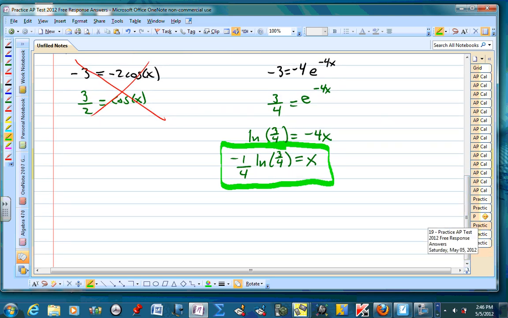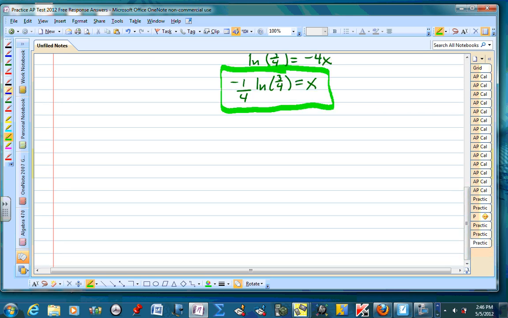And last but not least, part C says find the average value of f on the interval from negative 1 to 1. Okay, let's get to work. Let's see. If we integrate from negative 1 to 1, and multiply by 1 over 1 minus negative 1, f of x dx will be in business. Now, because this is a piecewise defined function, we're going to have to do 1/2 times, and we're going to have to split this up.